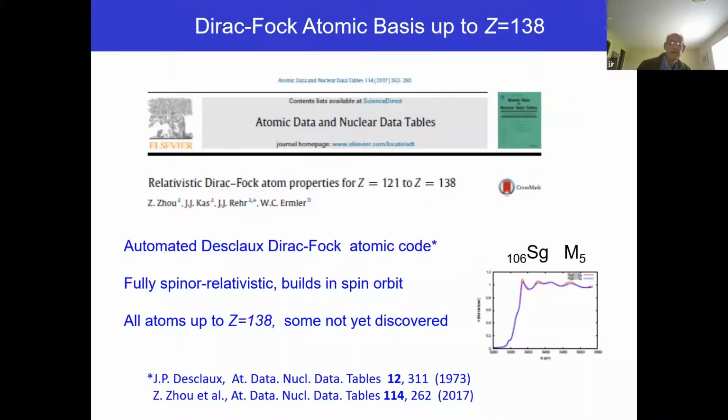One, we have a new code. Actually, this new code is pretty recent, 2017, and it goes up to atomic numbers 138. So we can even do things like the Seaborgium, and it's fully relativistic. So this is our atomic code now. So if you want to do things out of this world, yeah, go to the super heavies.